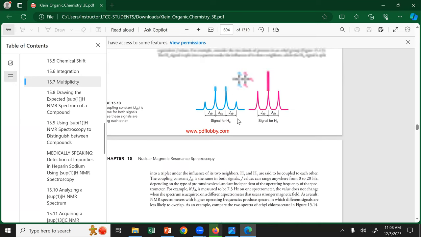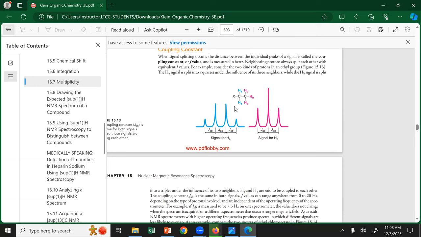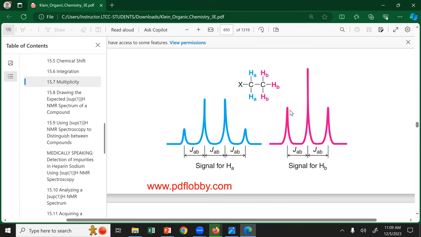If the signals are directly next to each other, this is not exactly what we're talking about, but this is also useful. If the distance between the peaks in the peak splitting is the same, then that means that those two signals are likely right next to each other, or adjacent to each other. So that's what this one is showing here.